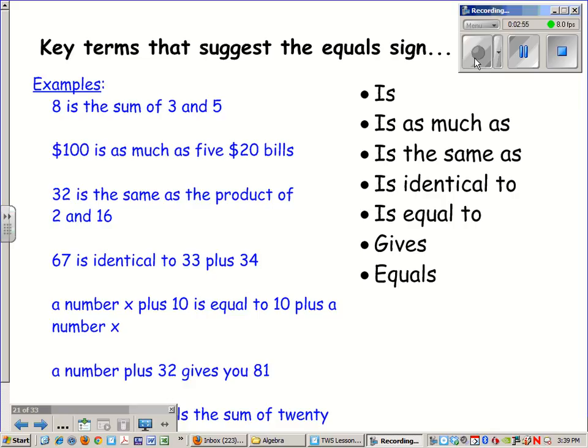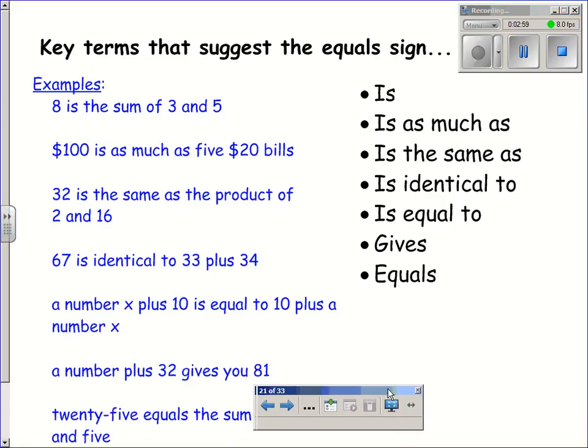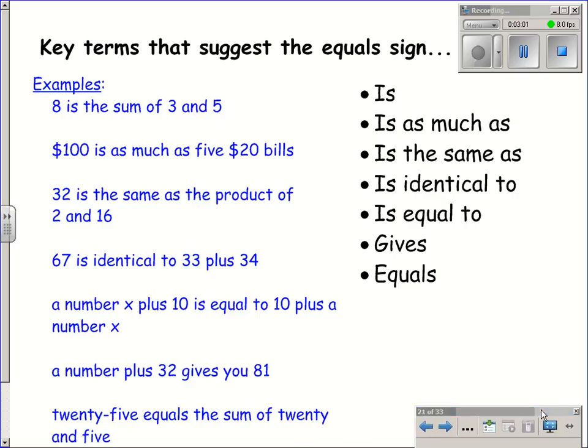Okay, one more little bit of information that you will need to know. When you are looking at word expressions, or in this case word equations, there are key terms that suggest there's an equal sign. You want to make sure you recognize these terms because this is what will tell you if you were writing an expression or if you were writing an equation.